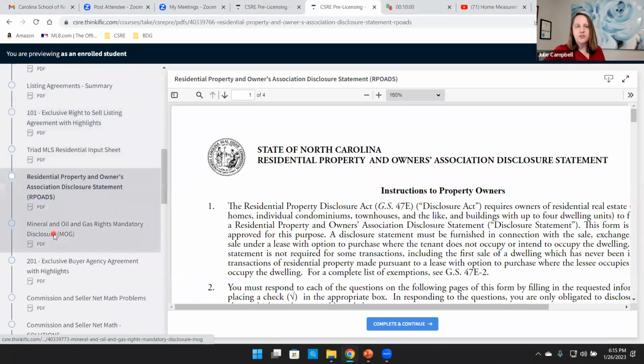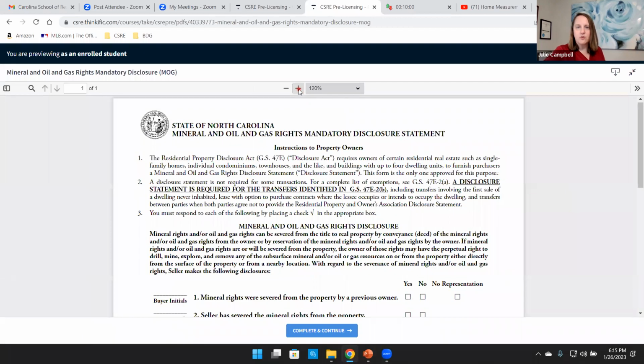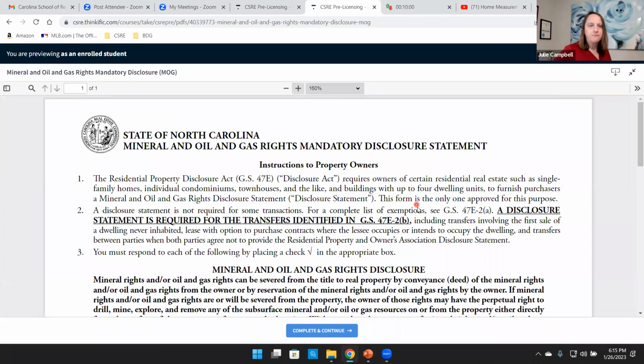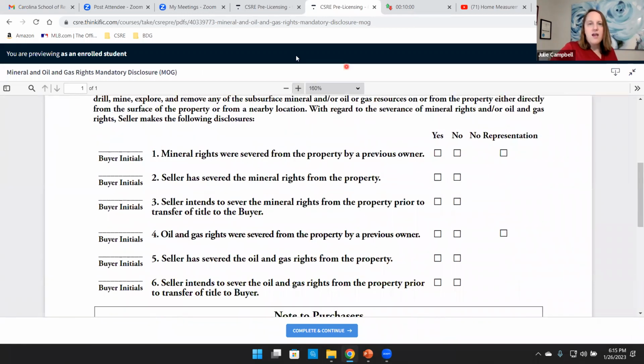The other seller disclosure is the MOG, Mineral and Oil and Gas Right Disclosure. Again, it starts with instructions to property owners, what they need to know to properly complete this, what their rights are, their duties. Mineral and oil and gas rights disclosures, just kind of bold, so it's alerting people to various things that they need to know. And then we have the representation.